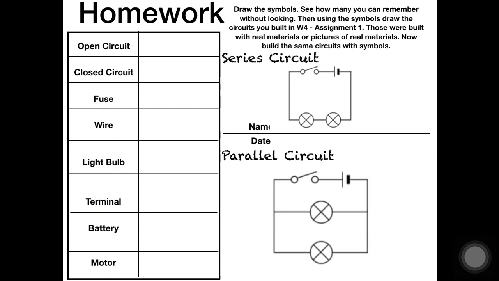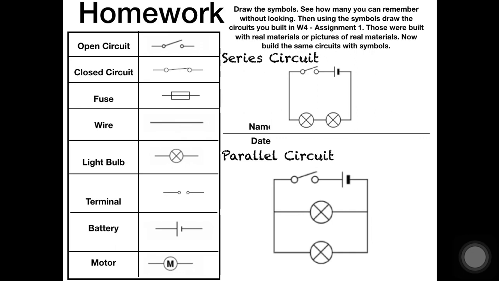So if we go over the symbols over here on the left side, we can see this is an open circuit or an open switch. This is a light bulb. This is a motor, a fuse, a terminal, a wire, a battery, or often called a cell, and a closed circuit or closed switch.